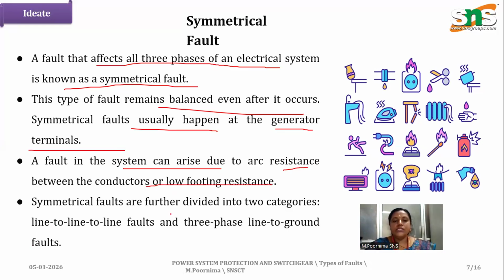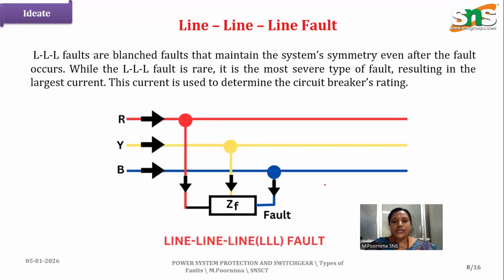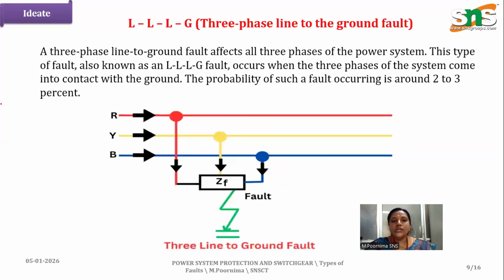Symmetrical faults are again divided into two categories. One is the line to line fault. The next one is the three-phase line to ground fault. Coming to the line to line fault, here we can see the three lines: this is line R, this is line Y, this is line B. This is a line to line fault. Here we can see the three-phase line to ground fault.